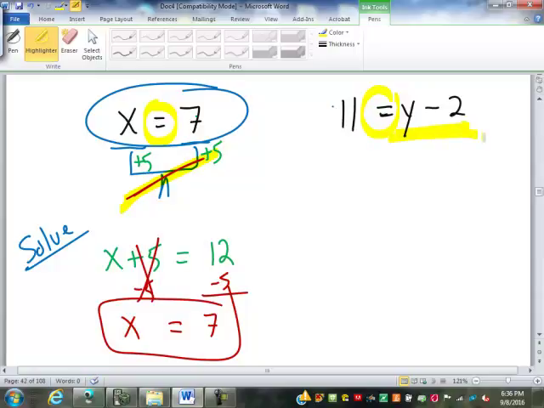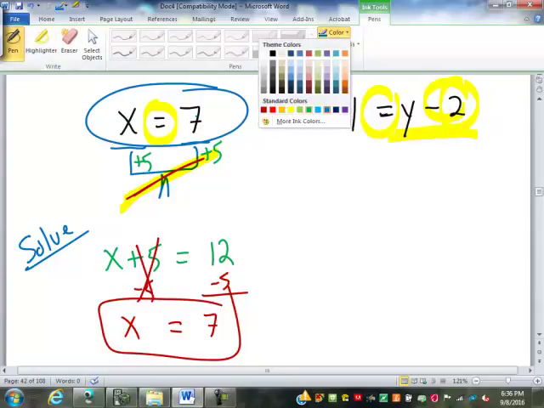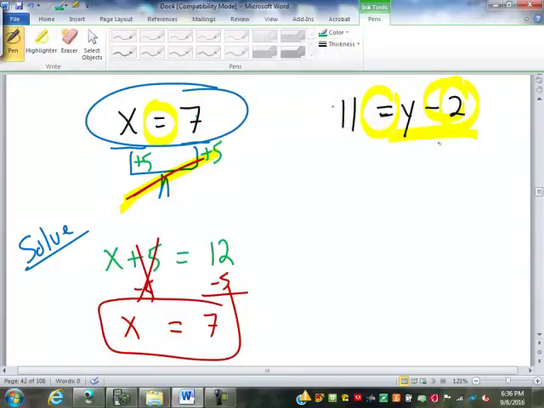Now, on that side of the equation, we ask ourselves, what is keeping this variable from being alone, or by itself? In this case, that's the 2. What operation was used to build that 2 onto this equation? We subtracted. So to take this apart, we're going to do the opposite, which is adding 2. So that's gone. We're left with y. We add 2 over here.